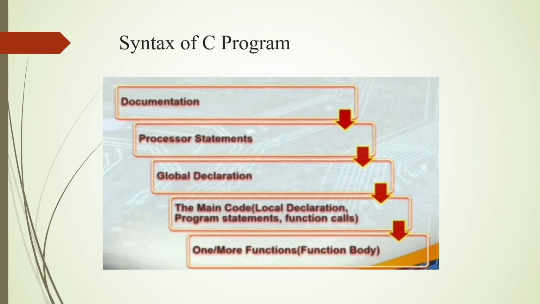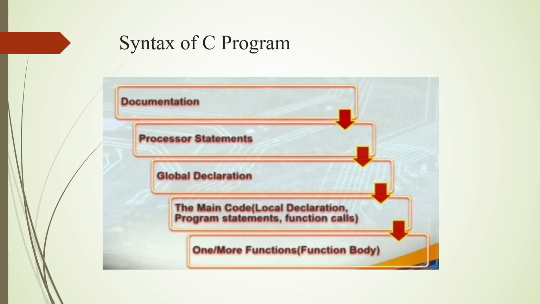Syntax of the C programming language. Mainly, it contains five sections. Documentation section: in this section, it consists of a set of commenting lines, which means those are not executed by the program. They are used for understanding purposes.